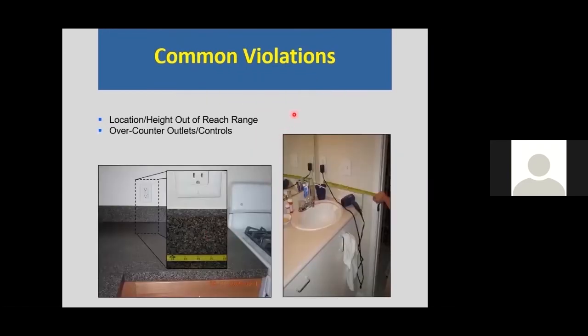The common violations: the outlet or switch is located over 48 inches, or the reach depth may be more than what is permitted if it's located over an obstruction.